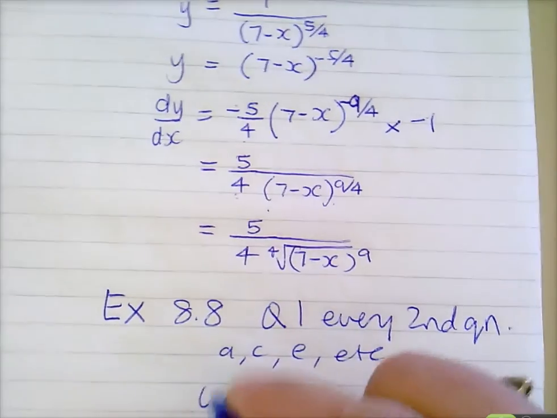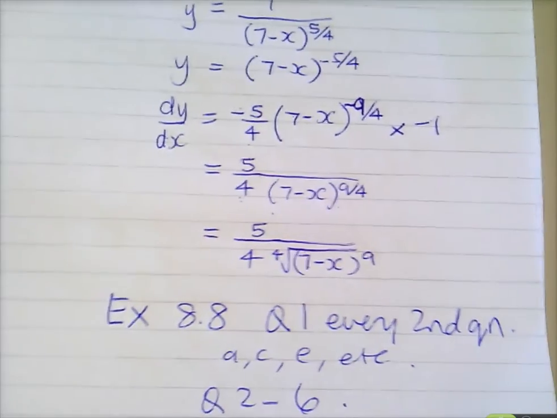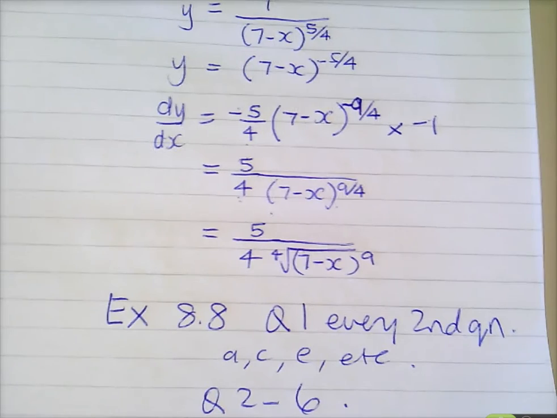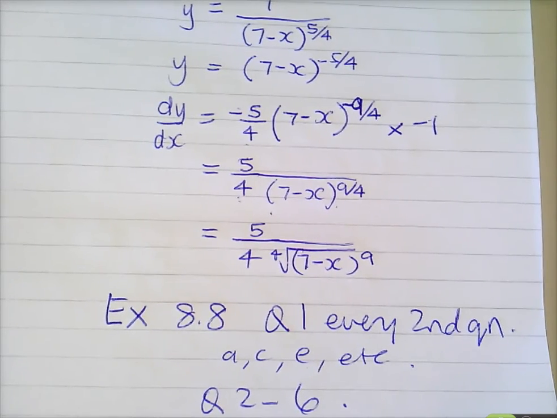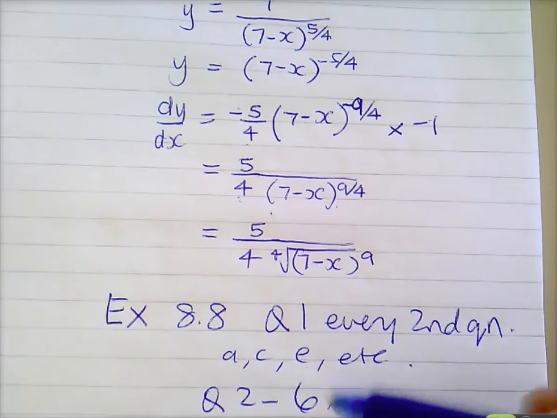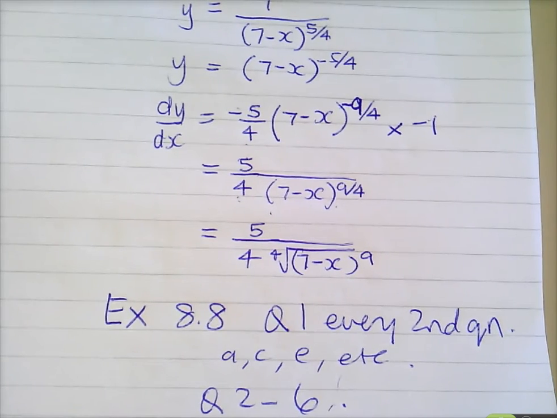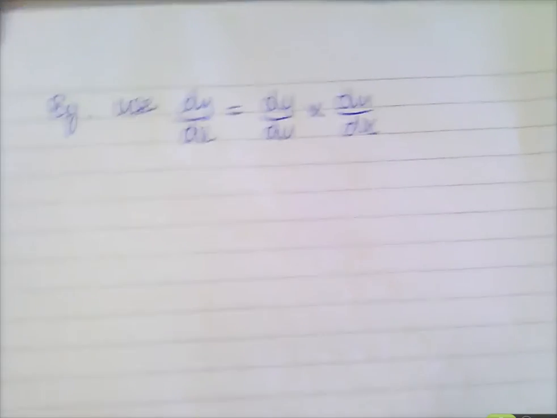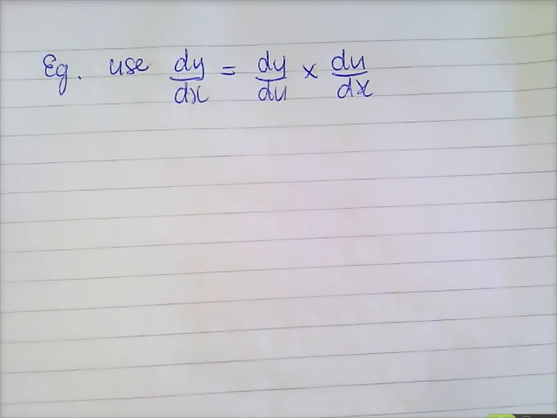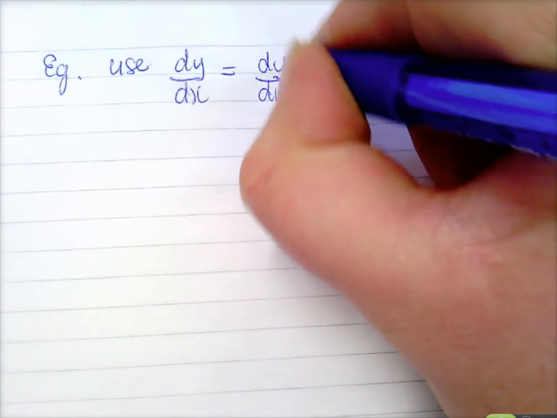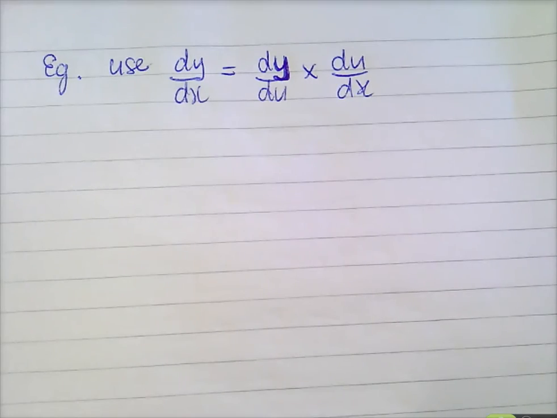Questions 2 through to 6 are the worded problem ones, all right? There's only 5 worded problem ones about equation of tangents and stuff like that, which you need to practice, and every second question of that. Shh, girls, I'm doing product. Doing one more example, but using the dy dx equals dy du times du dx method.